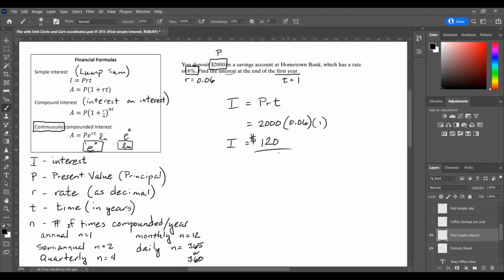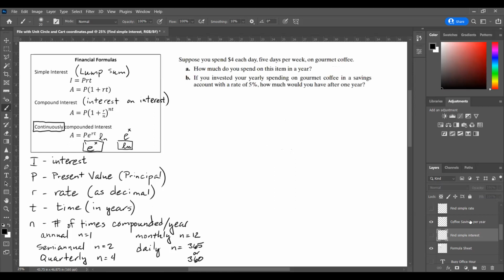So that at the end of the first year, they would add $120 to our account. Not too bad. Make a little bit of money right up front. Let's look at another problem. Let's say we spend $4 each day, 5 days per week on coffee. How much would we spend on this item in 1 year?